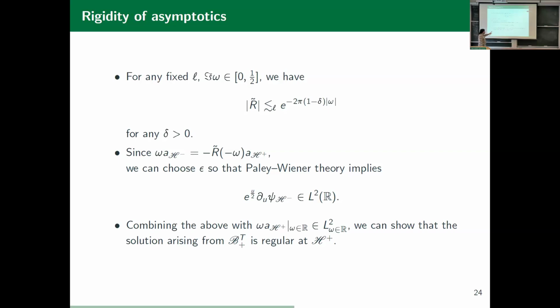Okay, so we choose epsilon small enough so that e to the u over 2 du ch minus is in L2 for that example. And then just having this, plus the fact that the solution has finite partial T energy, is sufficient to show that the solution is regular at H plus.